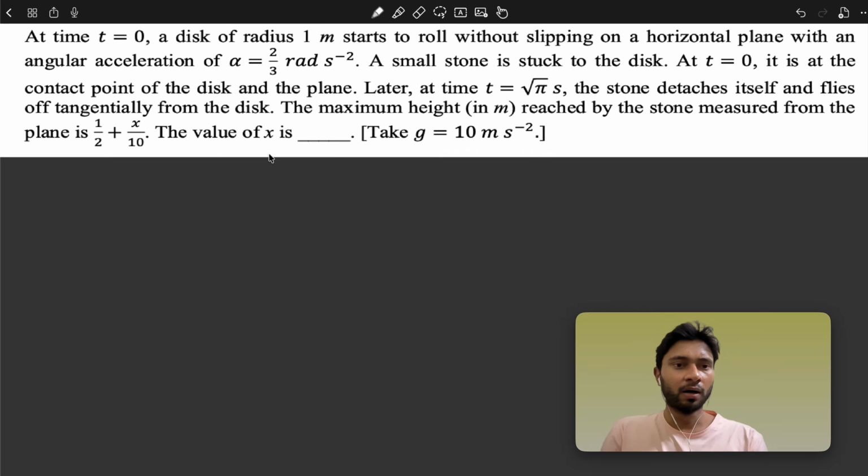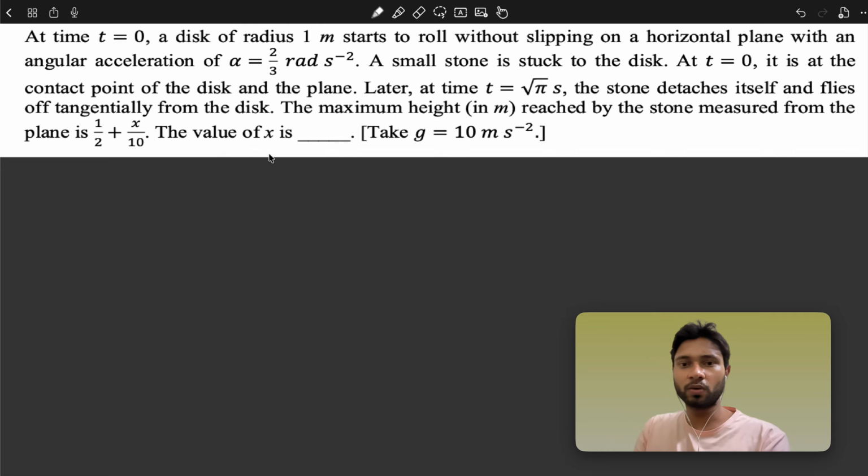Advanced question of kinematics. So this question was asked in JEE Advanced 2022 and it is given that at time t equal to 0 a disk of radius 1 meter starts to roll without slipping on a horizontal plane, with an angular acceleration of 2 by 3 radian per second square. A small stone is stuck to the disk. At t equal to 0, it is at the contact point of the disk and the plane.